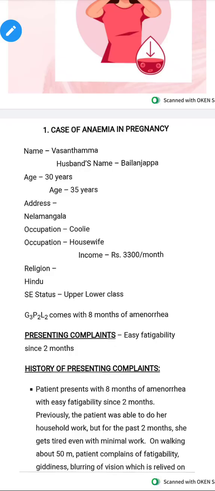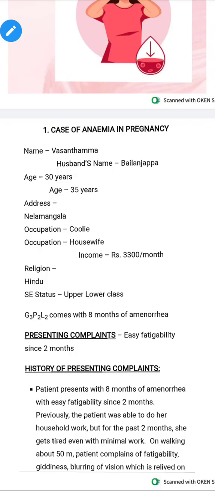So first, how to introduce? First, you have to introduce the examiner. Hi, I am Doctor This, and I'm here to present a case history of Vasantama, who is a resident of Neelamangala, 30 years old. She is a housewife by occupation, and she is Hindu by religion. Belongs to upper lower class, and she is G3P2L2, come with 8 months of amenorrhea, and she is presenting here with complaints of easy fatigability since 2 months.